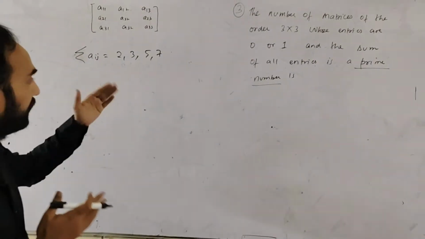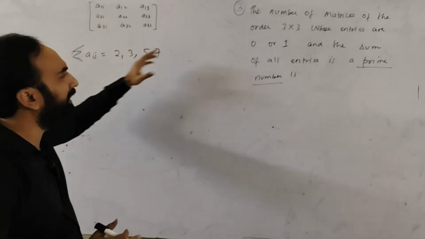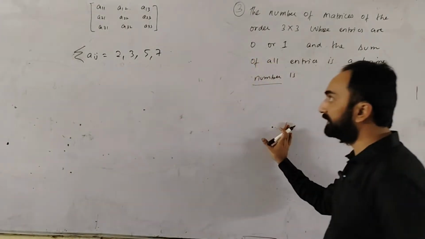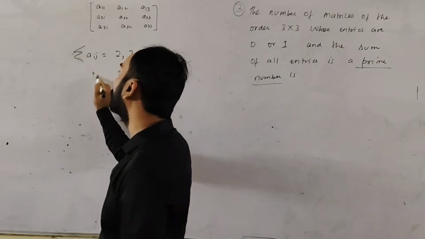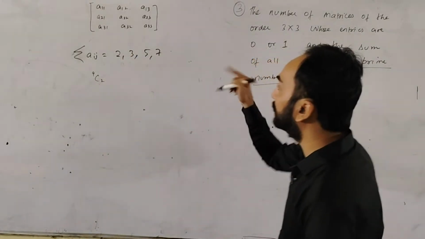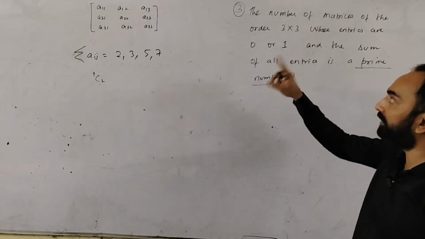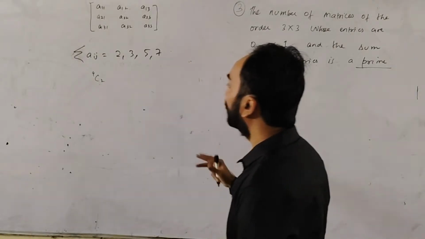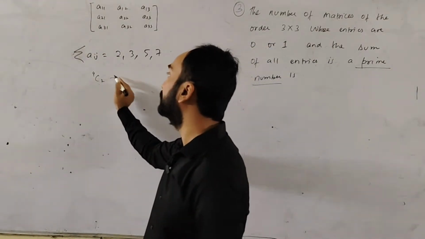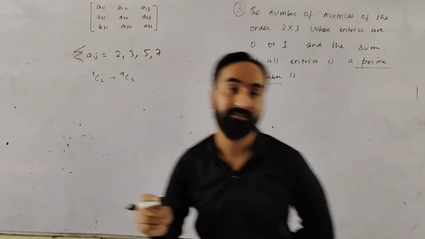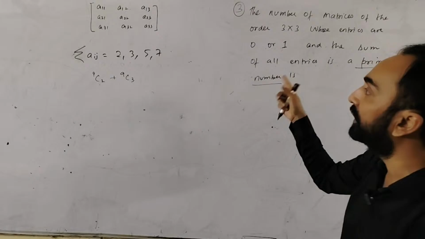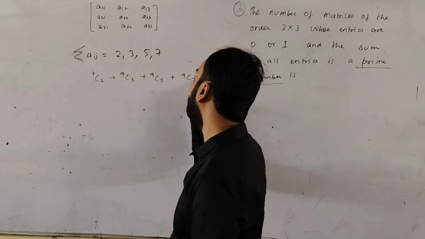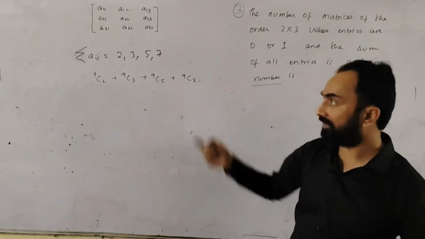Now how many ways can we make it 2? If 2 entries we fill by 1 and the rest 0, we can write it as 9C2. Any 2 of the 9 entries we can fill by 1, so that it becomes 1 plus 1, 2, and the rest all 0. So we can make it in 9C2 ways. Other is 9C3, using 3 ones. For 5 ones, we can write it as 9C5, and for 7 ones, 9C7. Now this is very simple.